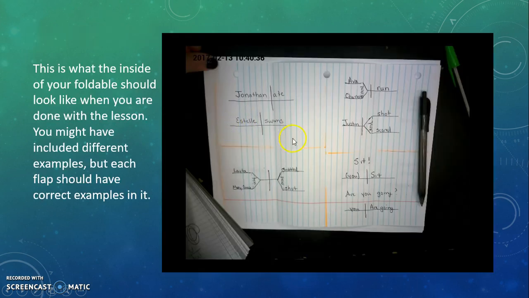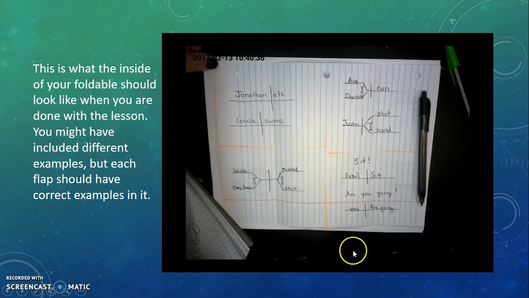All right, so this is what the inside of your foldable should look like now. I guess I told you to write 2 examples here, and I only have 1. Sorry about that. Each flap, and you might have used some different examples, but each flap should have correct examples in it. You'll be using this for your homework tomorrow.